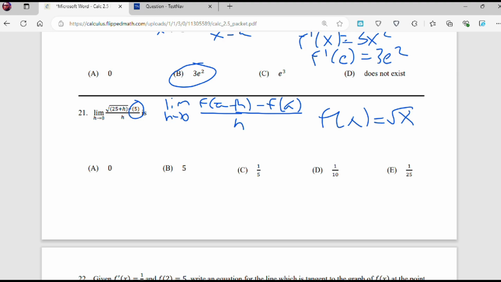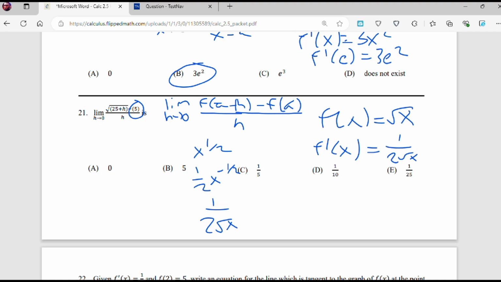Square root of 25 is 5. Okay, finding the derivative of this is, remember, x to the 1/2 is equal to square root of x. Move the 1/2 to the front, x to the negative 1/2. 1 over 2 square root of x. We know that our a is 25. So f prime of 25 equals 1 over 2 square root of 25. Square root of 25 is 5, so 1 over 2 times 5 is 1 over 10.